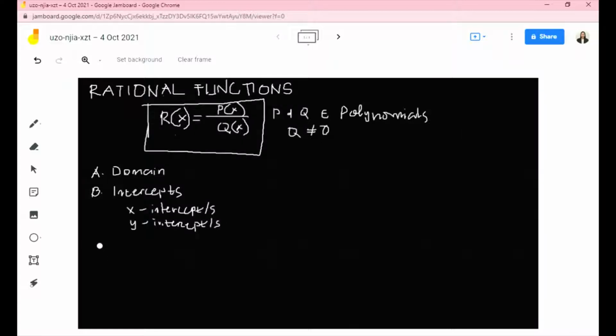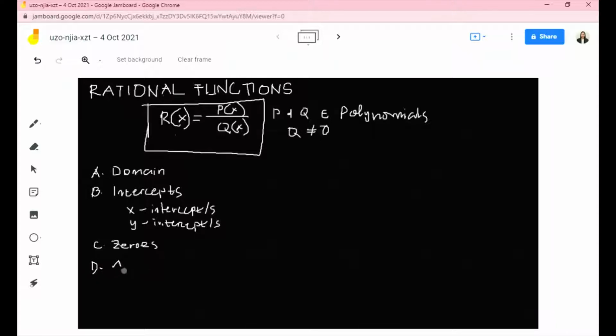Next, we have the zeros. For the zeros, it's not necessary to really solve this one because whatever the value of your x in the x-intercept, that will be your zeros as well.